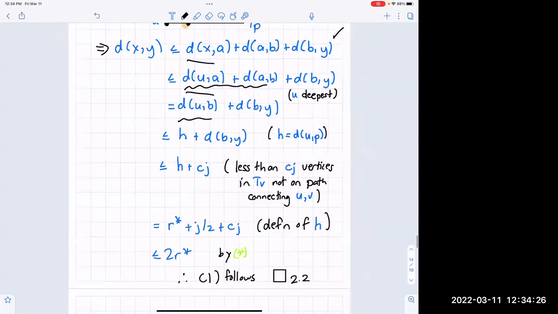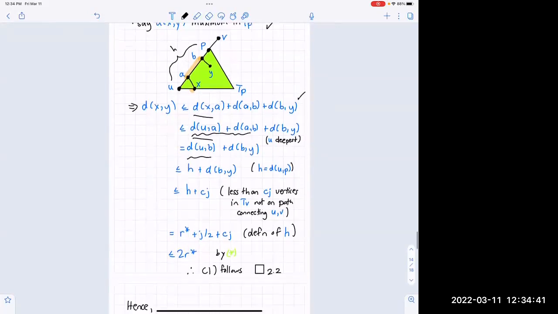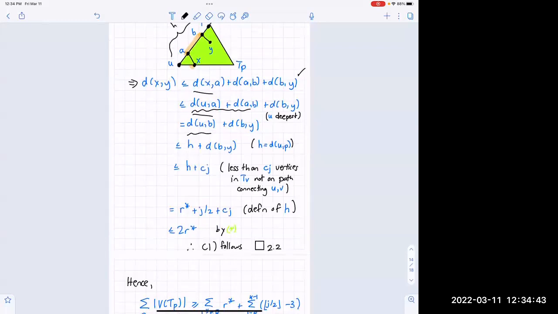So what did I show? What's the big picture here? I took a pair of vertices, with the distance between X and Y being maximum in my subtree TP, and I've shown that the distance is at most 2R star. So the diameter is at most 2R star, so the radius is at most R star, and so the case follows.